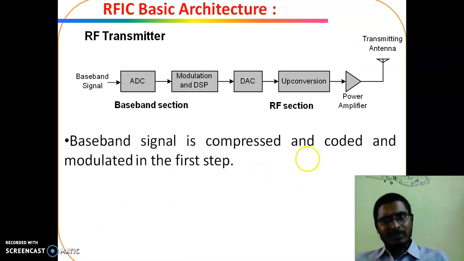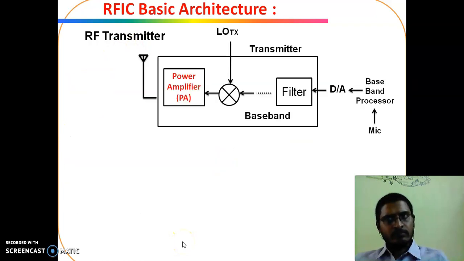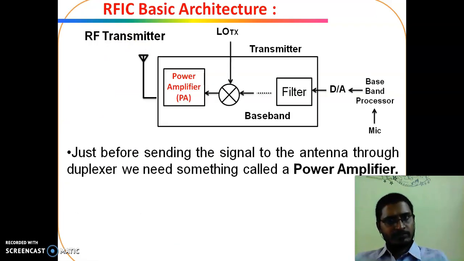Same signal, on the RF transmitter side. Just before sending the signal to the antenna through the duplexer, we need something called a power amplifier to amplify the power levels of the signals.